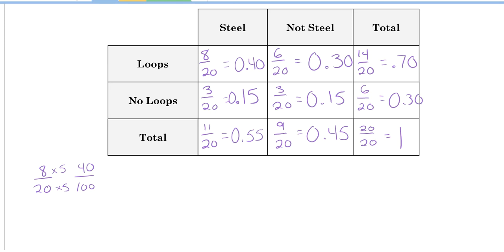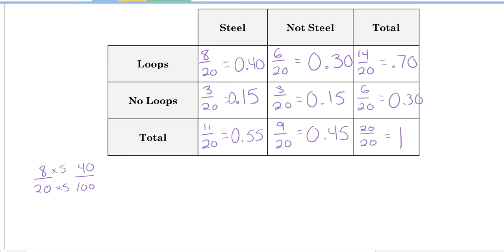Okay, so hopefully you were able to get the same values that I did. For no loops, it's 15 hundredths for both steel and not steel, which gives us a total of 30 hundredths. And then for the total amount of steel coasters, it was 55 hundredths, not steel, 45 hundredths, and then obviously the total is 1. So if I need to now interpret, again, I can look at these values and just see what sticks out to me.